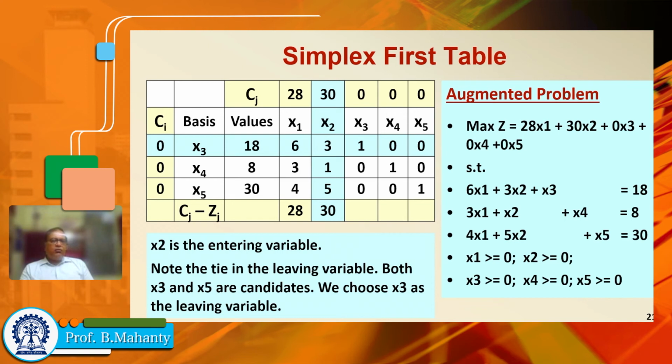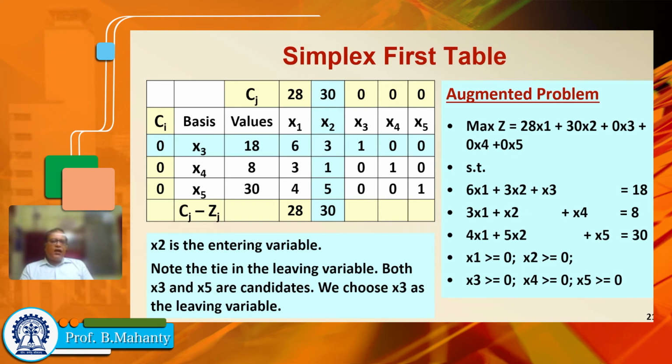Now quickly, can you tell why x3 is the bottleneck variable? Just think a little bit and tell me why x3 is the leaving variable in this case. Just look at the values. Note that to make 1 unit of x2, you need 3 units of x3, 1 unit of x4 and 5 units of x5. So how many can you make? You can make 18 by 3 equal to 6, 8 by 1 equal to 8, and 30 by 5 equal to 6. But there is a tie.